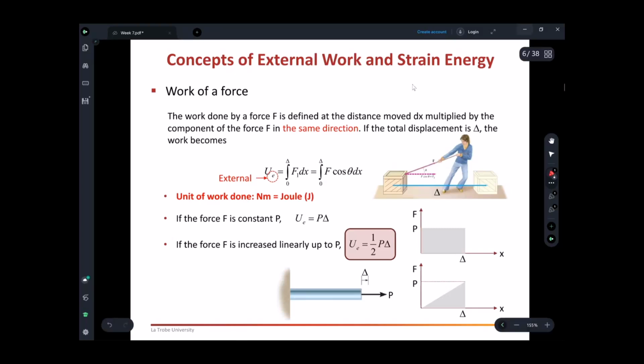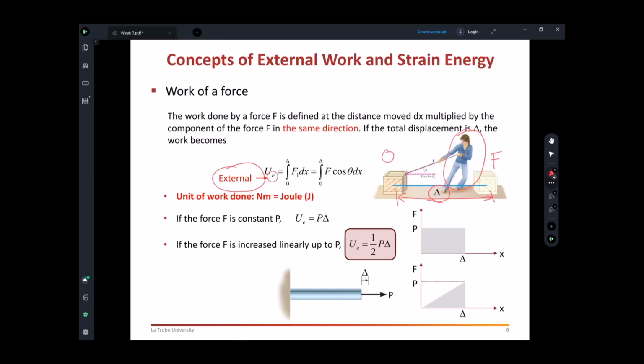So this quantity is called external work, right? It's an external work done by an external force. Let's say this gentleman wants to pull this box from this end to this end. That is the displacement, right? This is the original position and this is the final position. So that is the distance times the amount of force required to move from the original position to the final position.